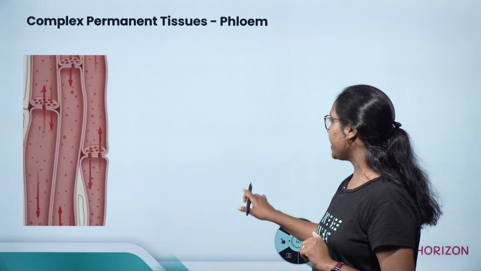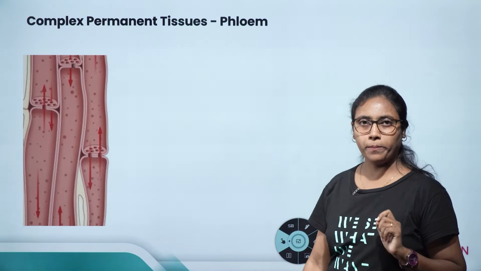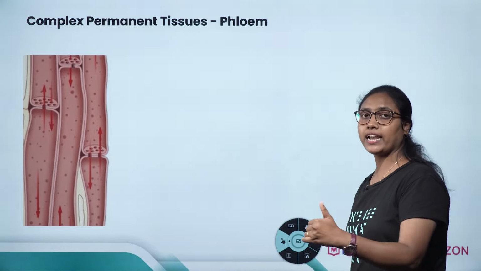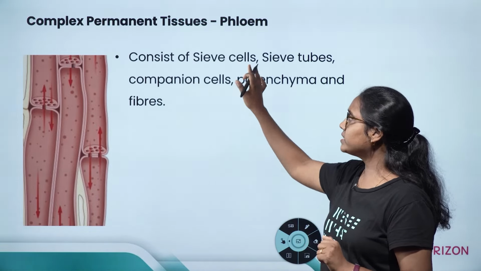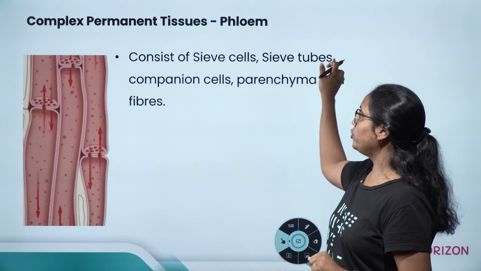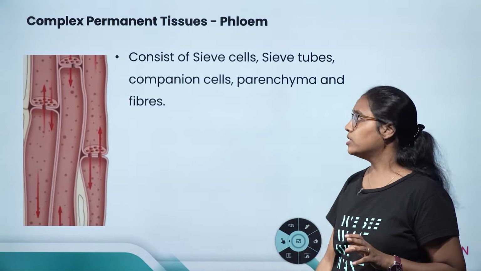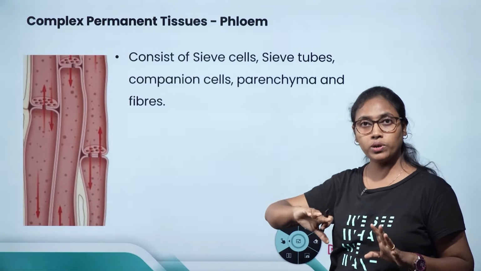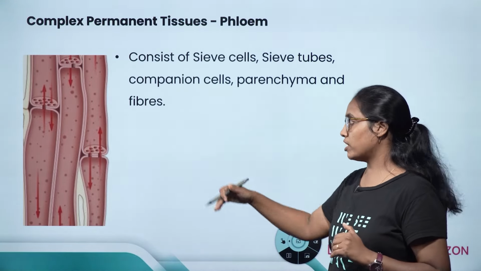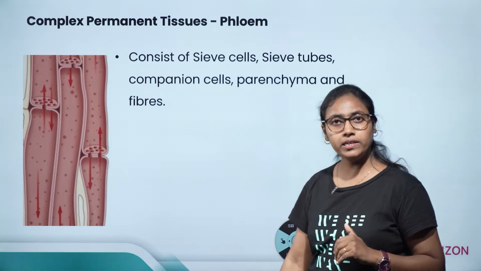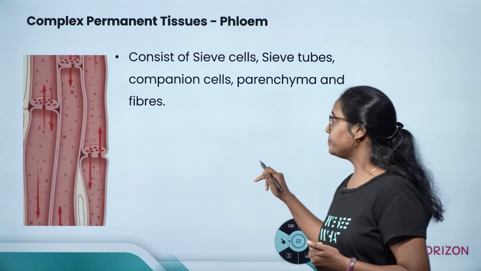Now, let's move to the next vascular tissue or the next complex permanent tissue, that is phloem. If you see phloem, same like xylem, it is made up of different types of tissues. It consists of sieve cells, sieve tubes, companion cells, parenchyma and fibers. Here companion cells have nucleus, they are living, they help the sieve tubes to function. Sieve tubes help in carrying prepared food material from one part to another.